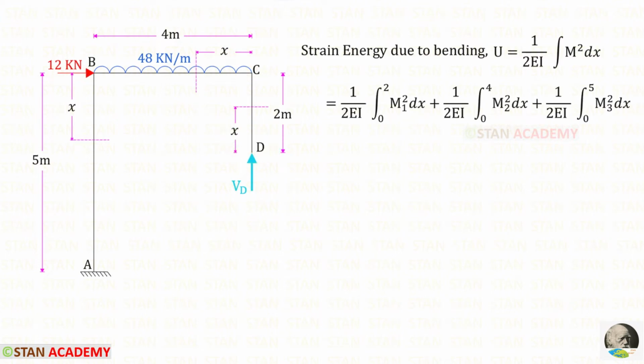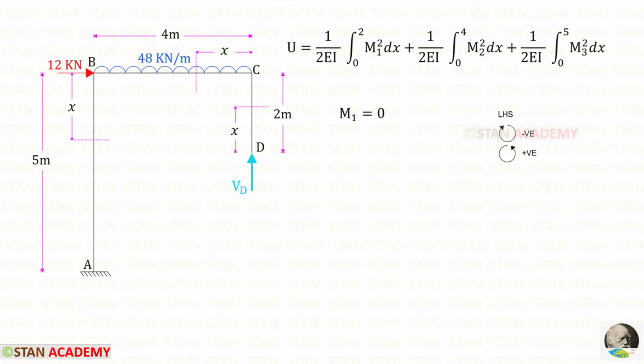Since there are 3 sections, we have to split this formula into 3 parts. This is for this section. Here the limit is 0 to 2. This is for this section. Here the limit is 0 to 4. And this is for this section. Here the limit is 0 to 5. To find the moments M1, M2 and M3, we are going to use the left hand side rule. Clockwise will be negative and anti-clockwise will be positive.